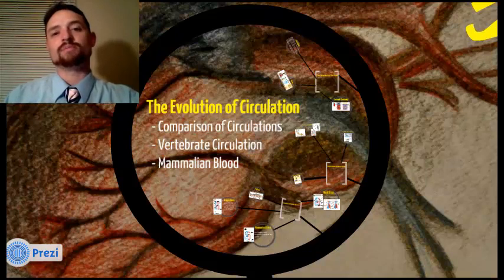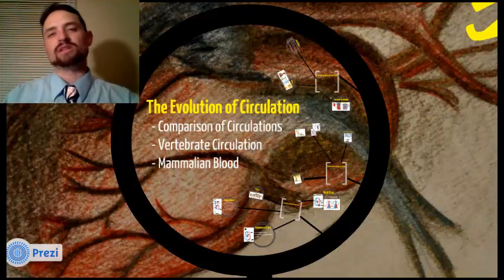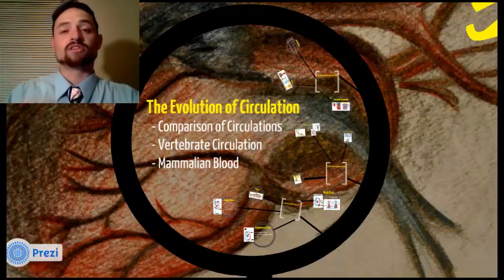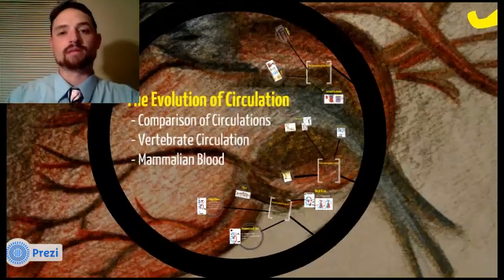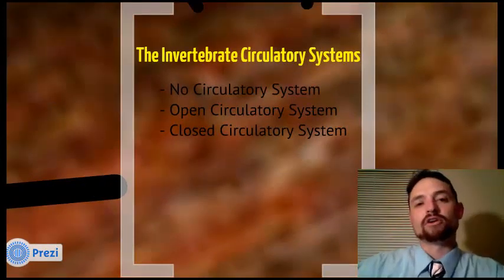So for this particular lesson, what we're looking at is a comparison of circulations, vertebrate circulation, and then what we look at in mammalian blood. This will be the same sort of thing you're going to see in other blood supplies, but the discussion we're going to have on blood will focus primarily on mammalian blood. So let's look first at vertebrate circulatory systems.